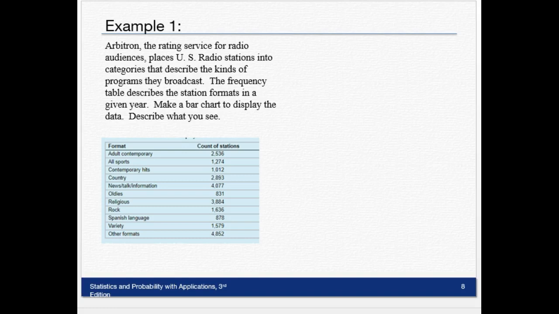All right, so we're going to make a bar chart. I have very little room, so I'm going to have to squish it a little bit, but try to be as neat as I can. So I'm going to draw my outline. And my overall category down here is the format of the station. And on the vertical axis, count of the stations. All right, so let's look at my counts right here. Look at what is the top count. There's 2,500, something, 4,800. Looks like 4,800 is our biggest one.